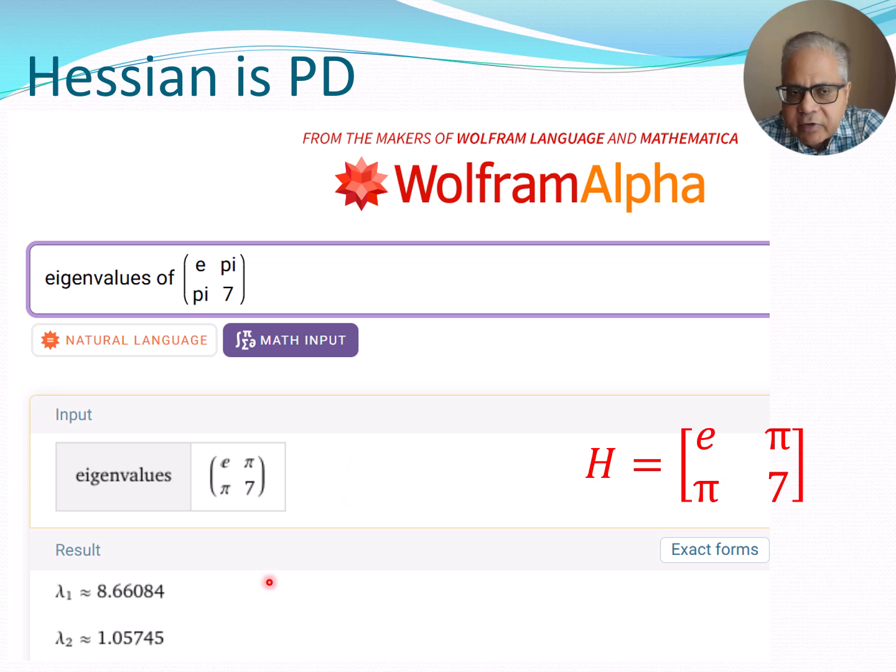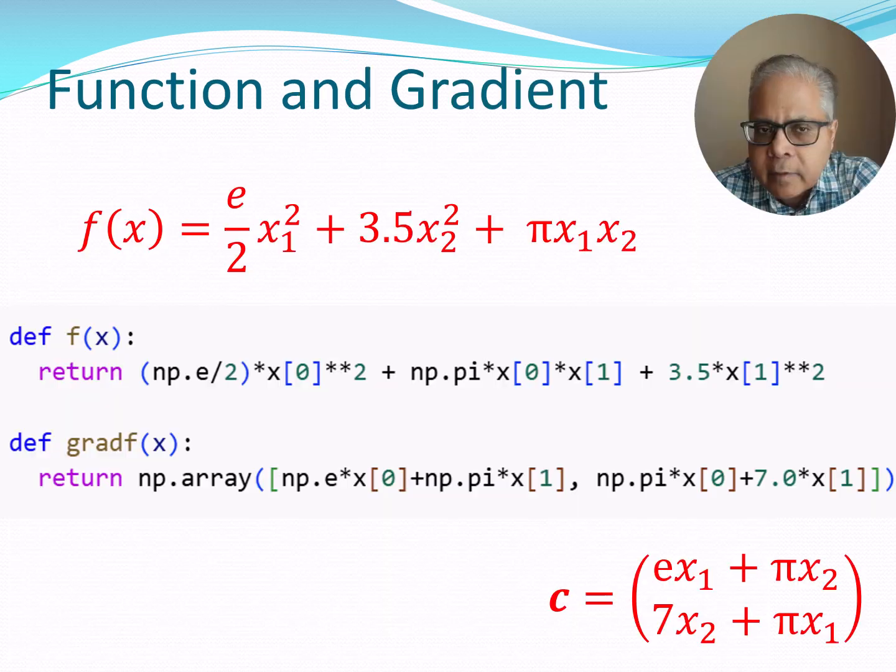Let us just check whether this matrix is positive definite or not. We clearly see here that the H matrix is positive definite because the eigenvalues are both greater than 0. So the point we have is a minimum point. Now let's write the Python code for the function and the gradient vector. Again, I have simply put in the function here. Remember that NumPy has some built-in constants such as np.e and np.pi, which I can use. And then I also return the gradient vector as a vector here. So this is essentially the coded version of the math given here in red.